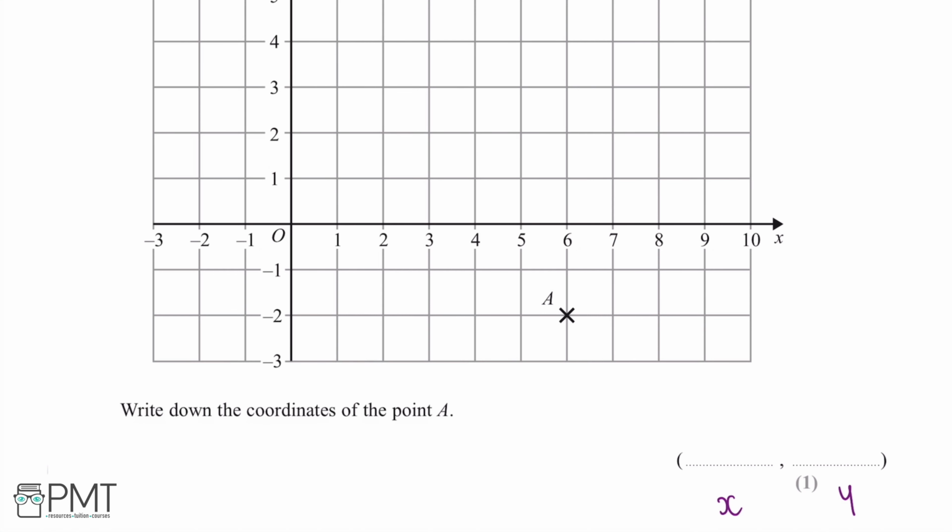So we've got 1, 2, 3, 4, 5, 6. So that is the x part of this coordinate. To find the y value, we need to do the same but for the y-axis, which is this one here. So we'll do the same, we'll count down from the origin and we get -1, -2. And that gives us the second part of our coordinate.